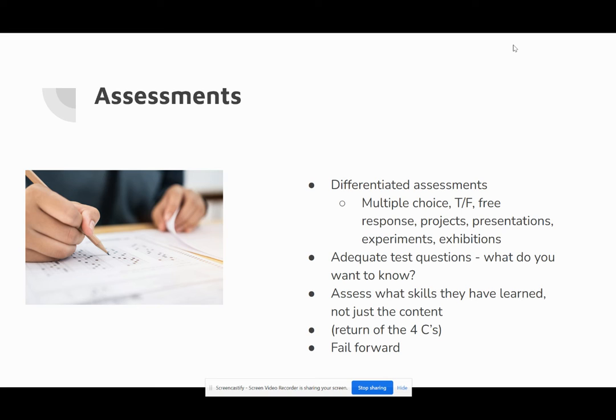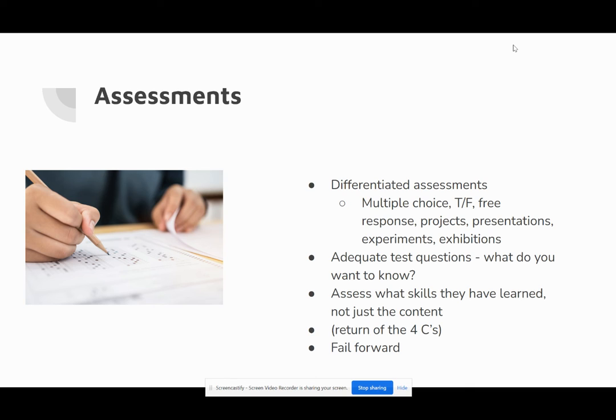Assess what skills they have learned, not just the content. So when we're developing assessments, and again, this is a variety of them, such as experiments, presentations, or if you want to go with a generic test, you're not just assessing, do they know what 2 plus 2 is? Go beyond that. Create deeper thinking questions. Really see what they know. And again, it's not just the content, it's the skills involved with the content.